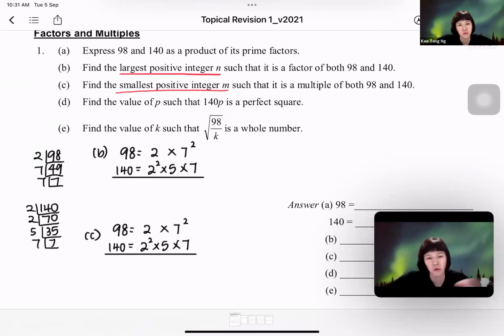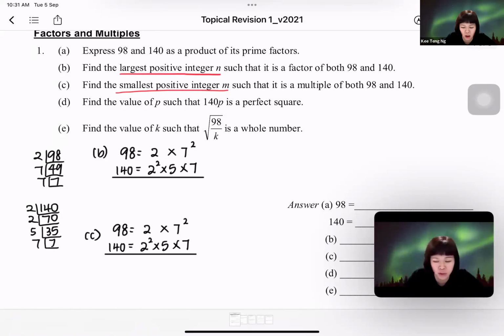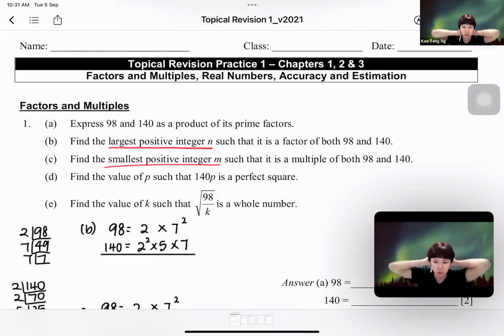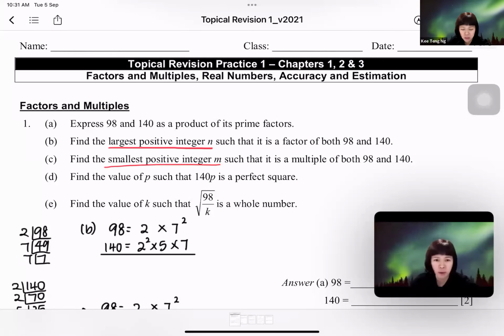Today I'm going to go through Sec 1 Topical Revision Practice worksheet 1 over here. Some of you have already tried the worksheet or know it. This worksheet was the hard copy given to you. If you cannot find the hard copy, the soft copy is also posted on Google Classroom, so please go double check. Today we're just focusing on topical revision for practice 1.